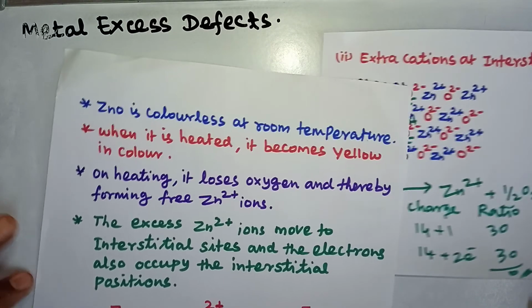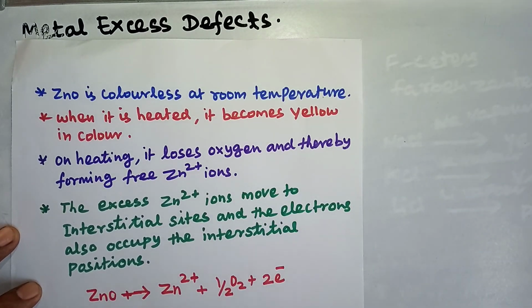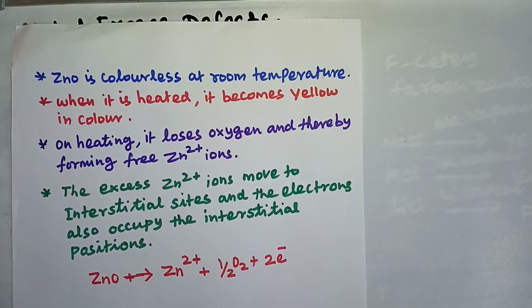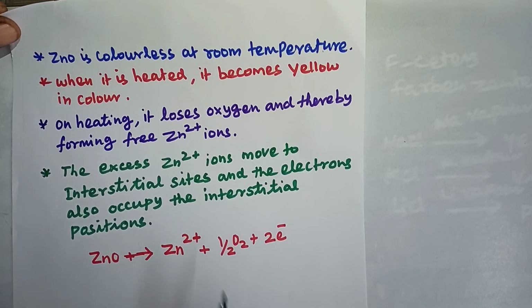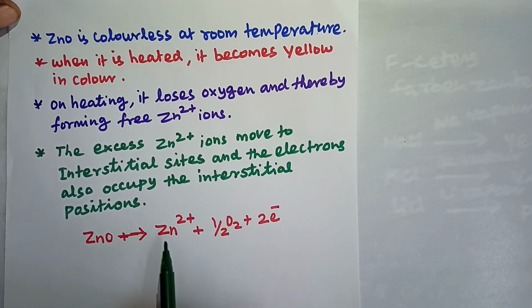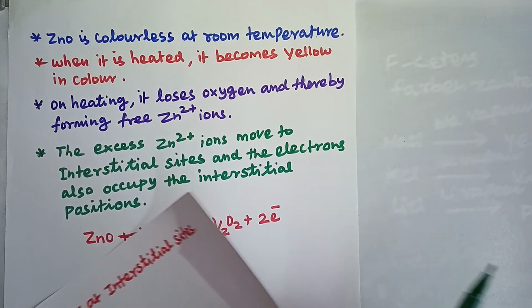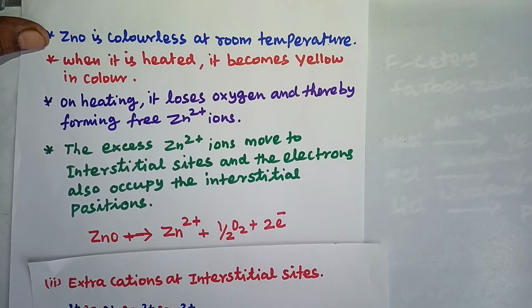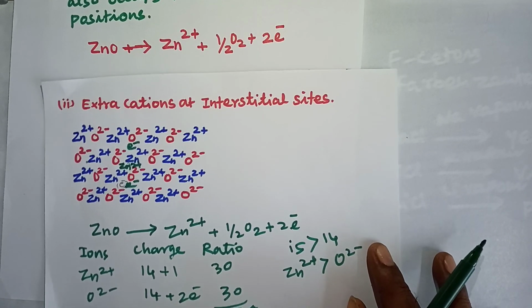So zinc oxide is colorless at room temperature. When it is heated, it becomes yellow in color. On heating, it loses oxygen, forming Zn2+ ions, and releases 2 electrons. The excess Zn2+ ions and electrons occupy the interstitial positions. This type of defect is called a metal excess defect.